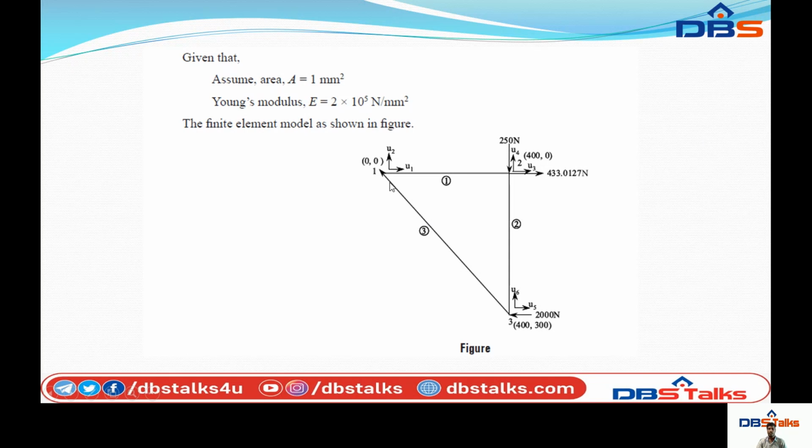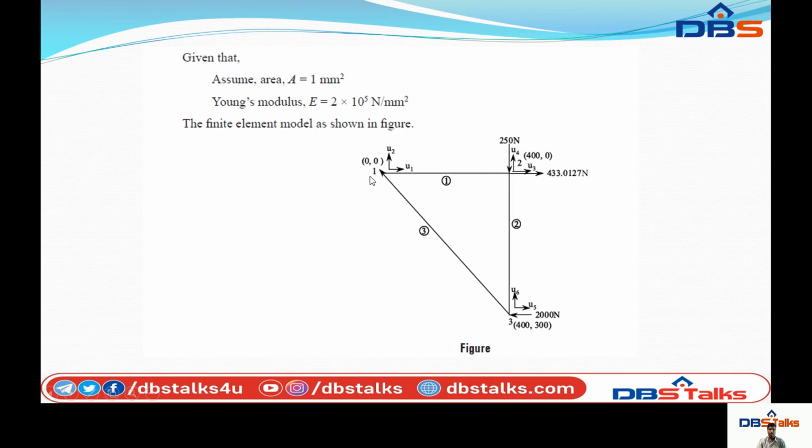In this problem, I already told you about the elements. Element 1 has two nodes: U1 is in the horizontal direction, U2 is in the vertical direction. Simultaneously, element 2 has two nodes: U3 is horizontal and U4 is in the vertical direction. Next, coming to element 3, U5 is horizontal and U6 is in the vertical direction.